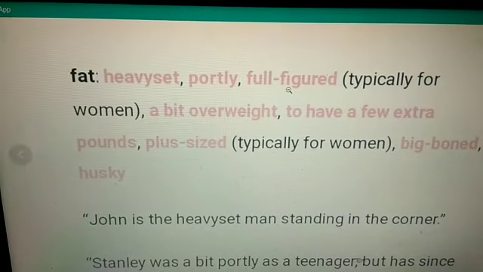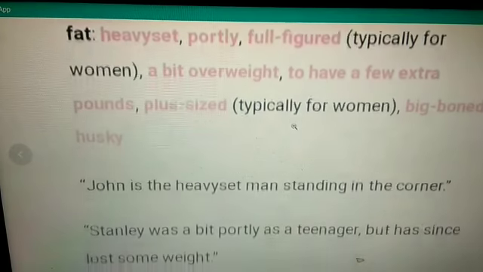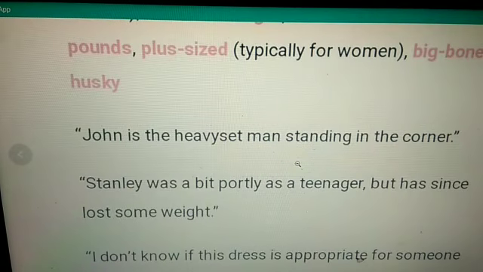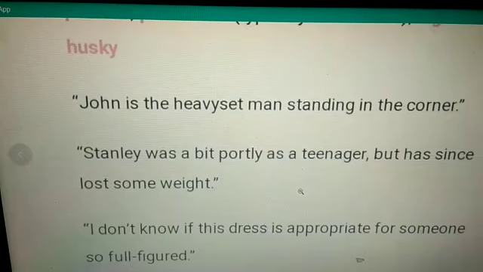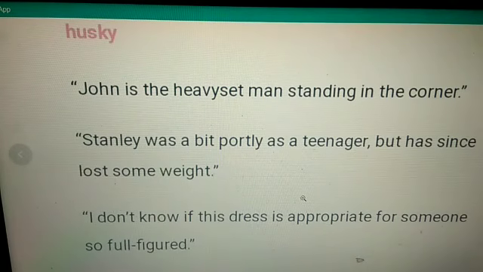See, for fat, we say heavy set, portly, full figured, typically for women. A bit overweight, to have a few extra pounds, plus size, typically for women, big boned or husky. John is the heavy-set man standing in the corner. Stanley was a bit portly as a teenager, but has since lost some weight.